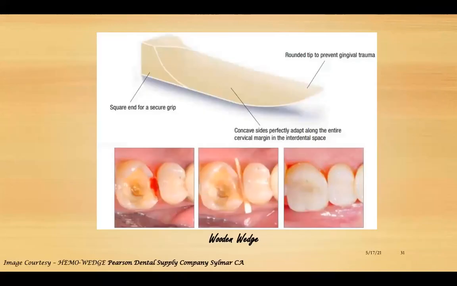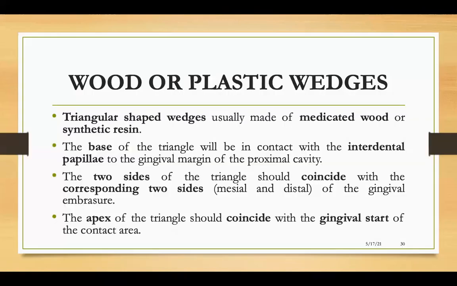If you're not able to understand, just look here. It looks like a triangle, doesn't it? The wedge, the topmost diagram, it looks like a triangle. As they told you, the sides of this wedge, the second point here, the two sides of the triangle should coincide with the corresponding two sides, which is mesial and distal, right? The apex of the triangle should coincide with the gingival start of the contact area.